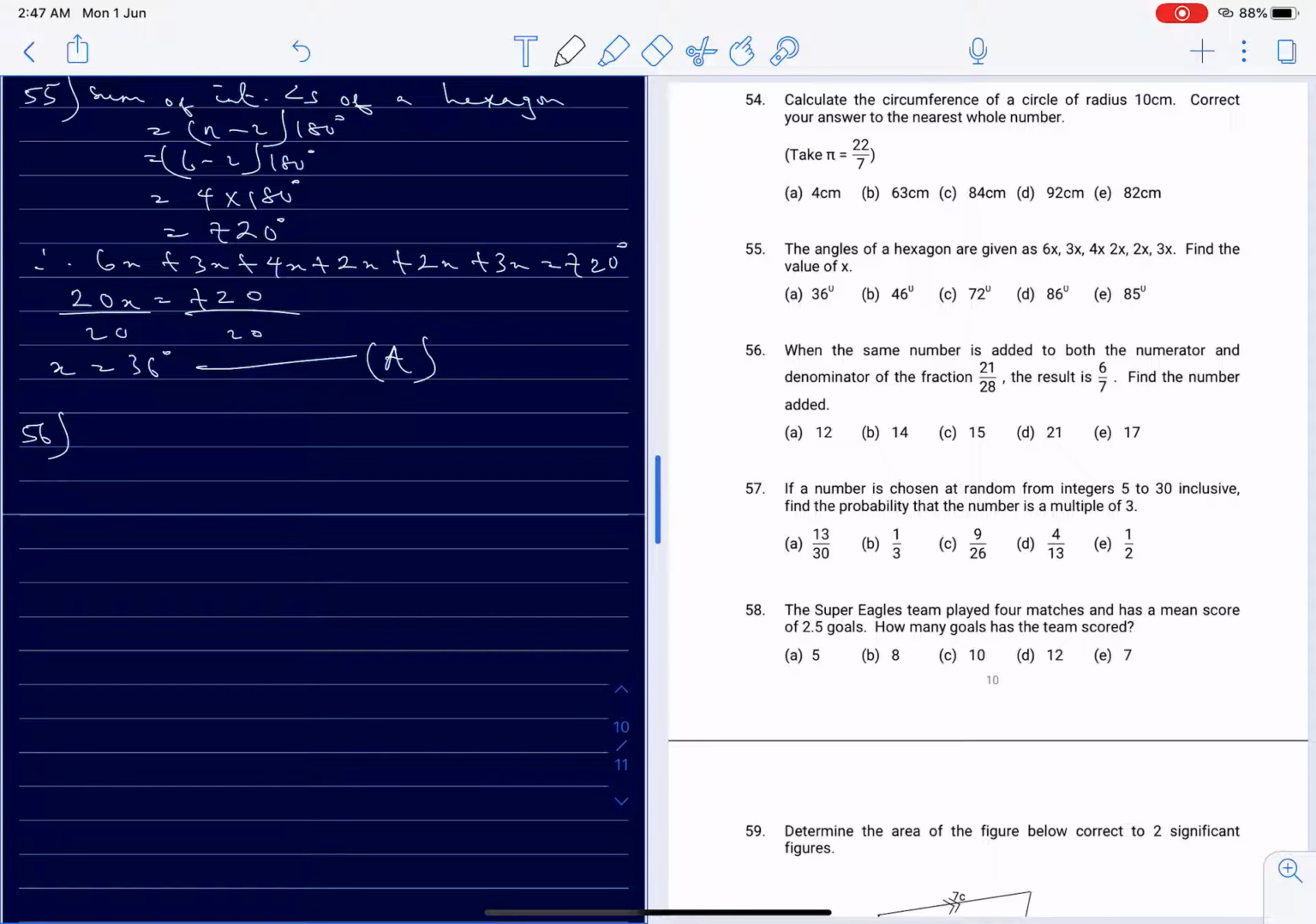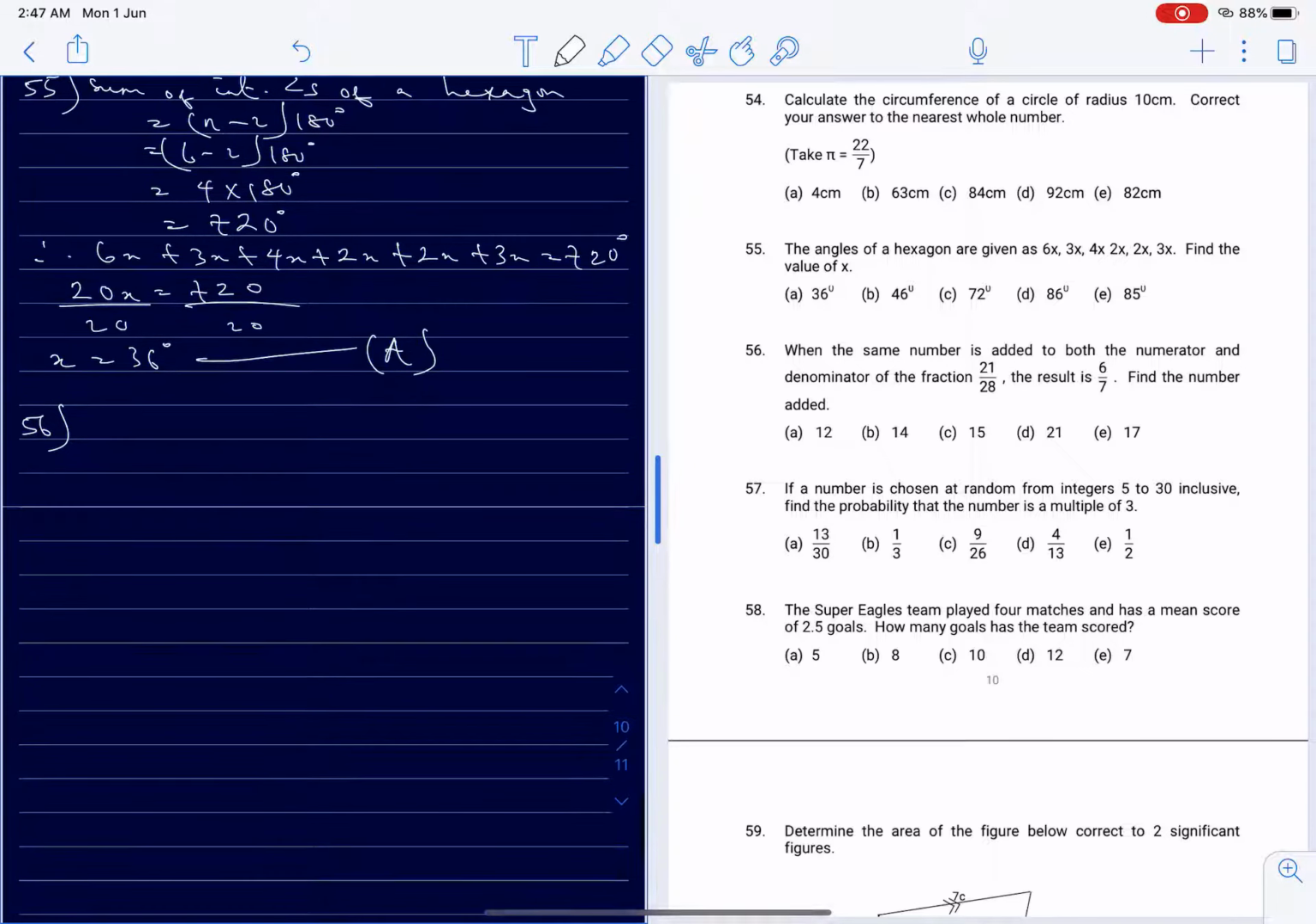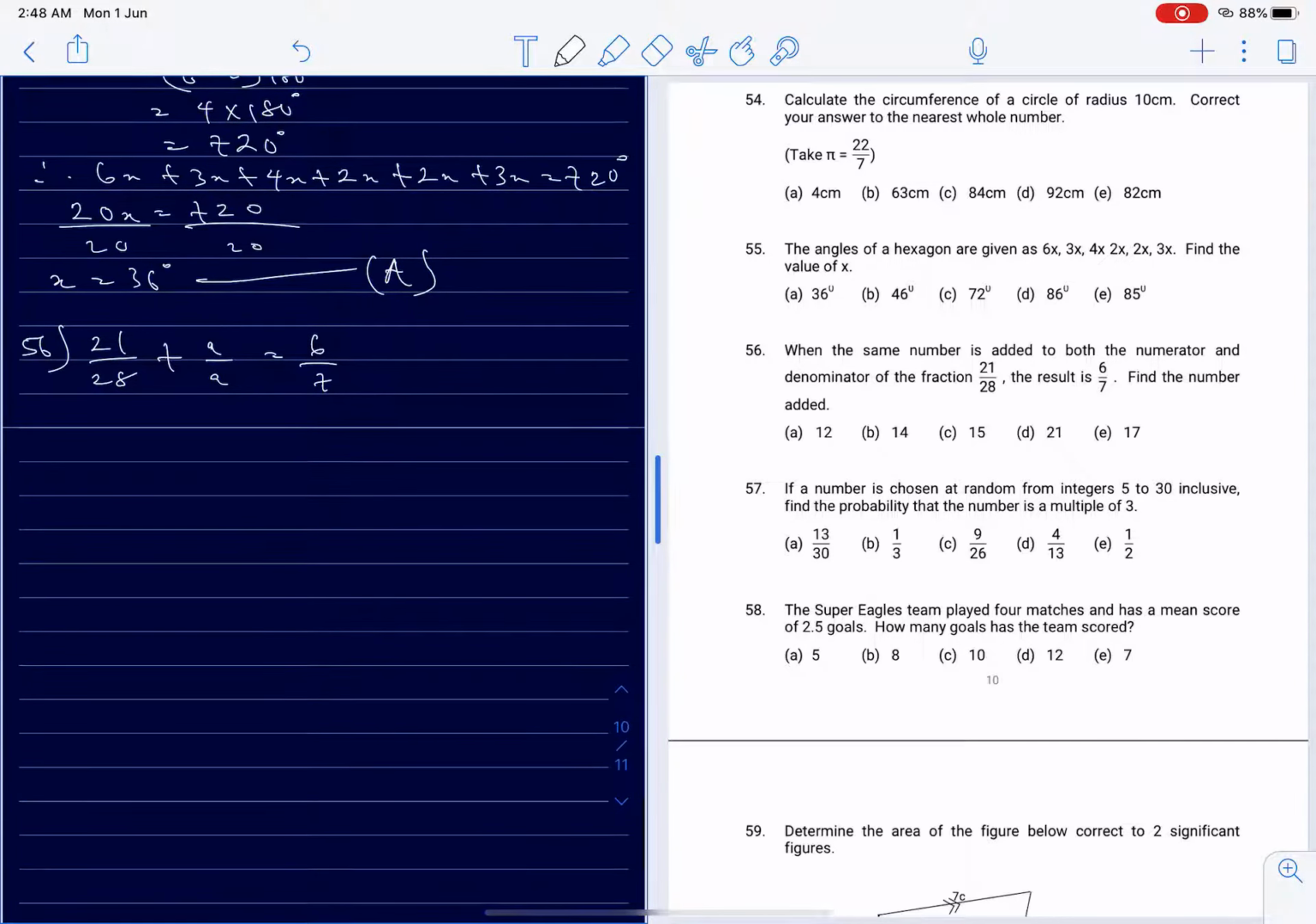We write down number 56. When the same number is added to both the numerator and denominator of the fraction 21 over 28, the result is 6 over 7. Find the number. The same number is added. Let that number be A. I hope this is the right way to go.